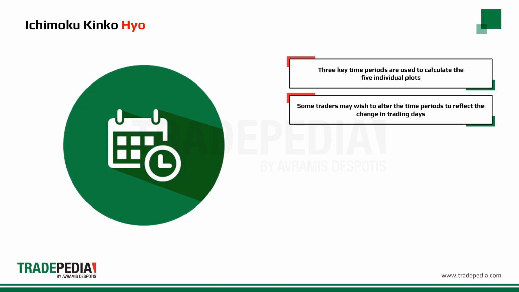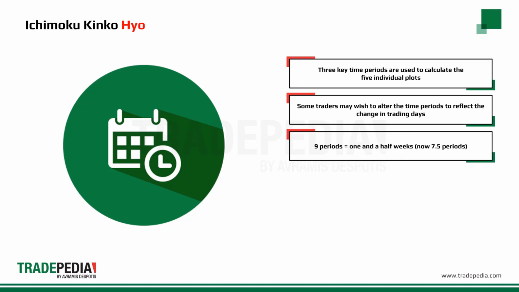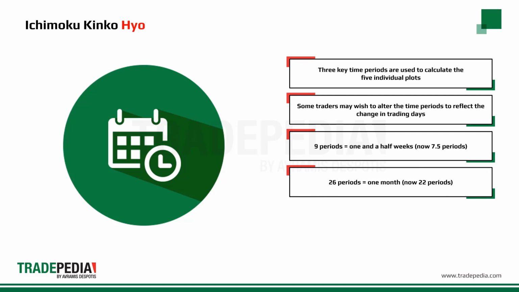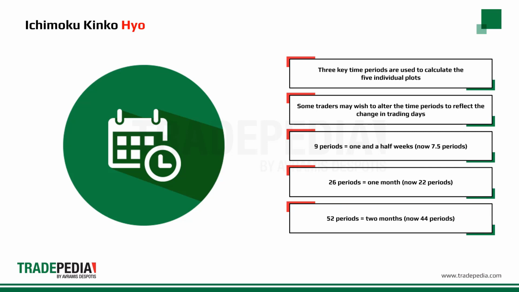The default periods used are 9 periods representing 1.5 weeks, which could now be changed to 7.5 periods. 26 periods representing 1 month, which could be changed to 22 periods. And 52 periods representing 2 months, which could be changed to 44 periods.